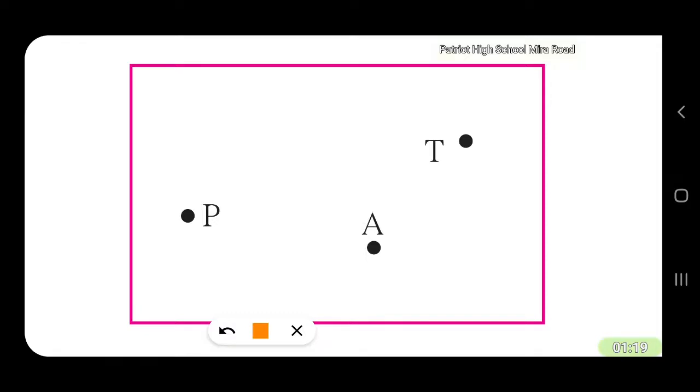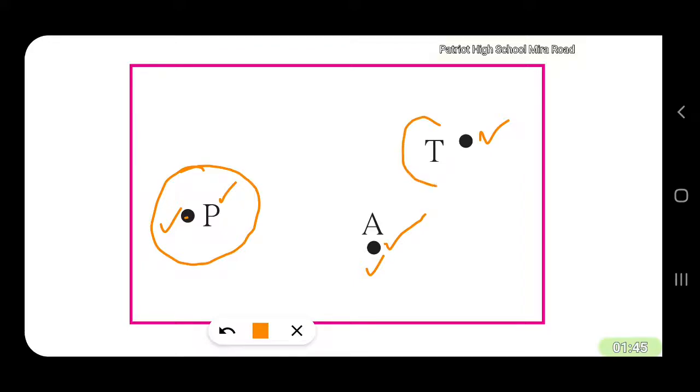In this block, you can see 3 points. 1, 2, 3. These points are named. A capital P is used in order to name this point. This point is named using a capital A. And here the third point is named using capital T. Points are always named with capital letters. You cannot make use of small a for denoting a point.